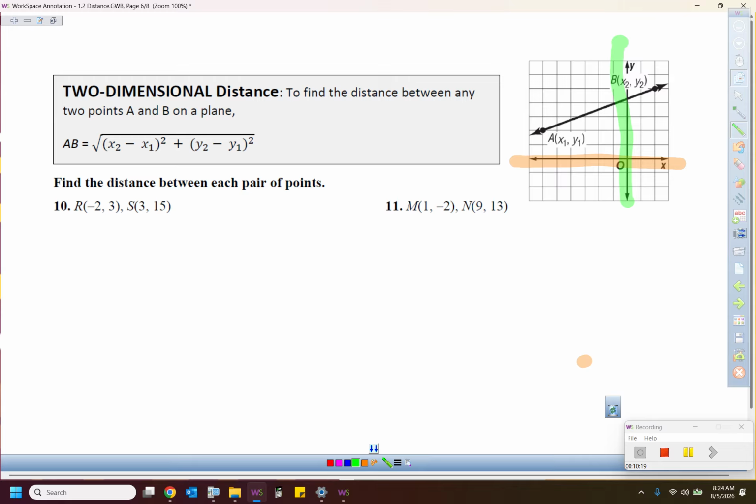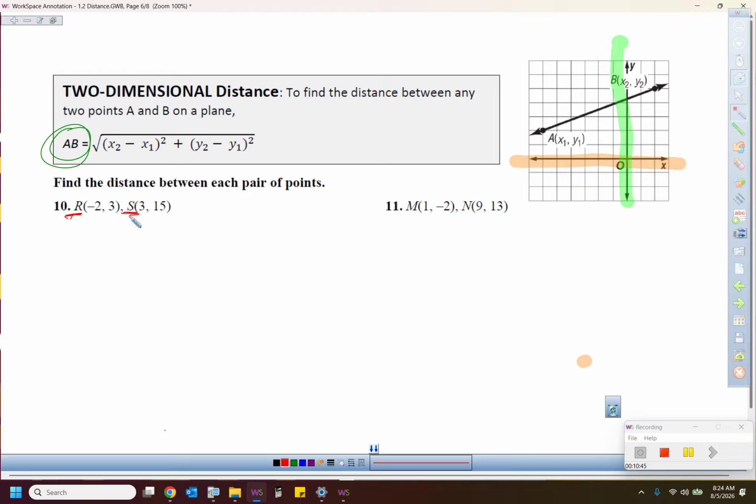The formula for distance between two points, if they are two-dimensional, is this. They use A and B as generic letters, but that says the distance from A to B is going to be this old honker of a formula right here. It's way easier than you think. So here's what we'll do. Let's just dive in. It says find the distance between each pair of points.